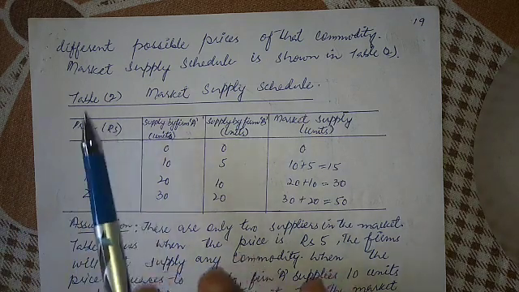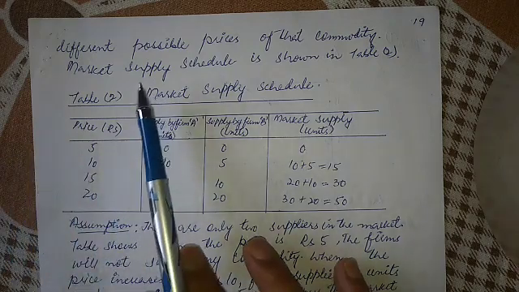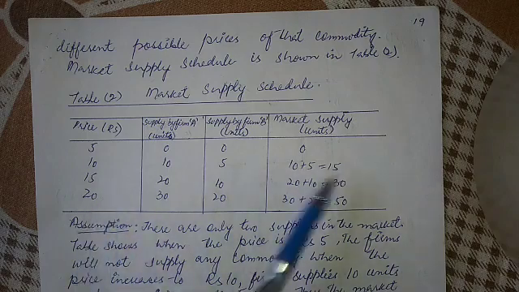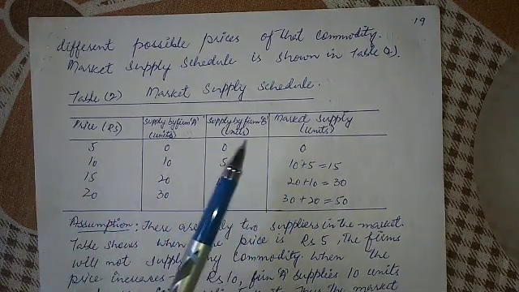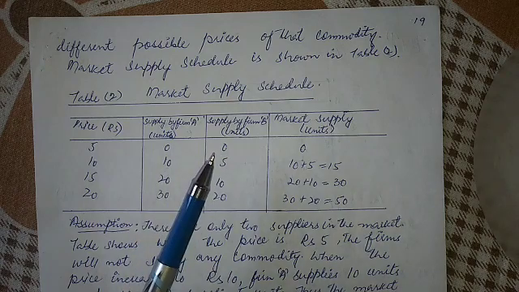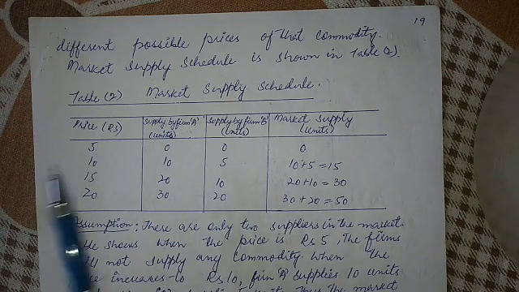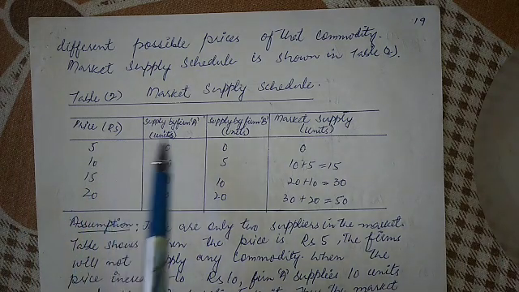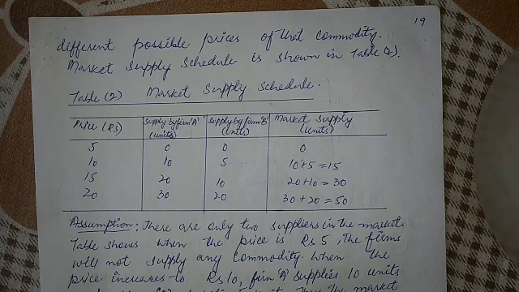Now this table 2, the market supply schedule, is shown in this table 2. It's based on the assumption that there are only two firms, A and B, supplying commodity X in the market. So it's based on the assumption that there are only two suppliers in the market.